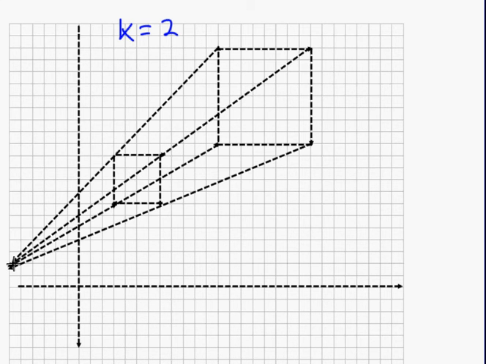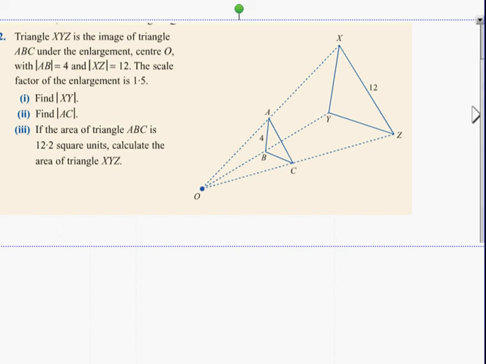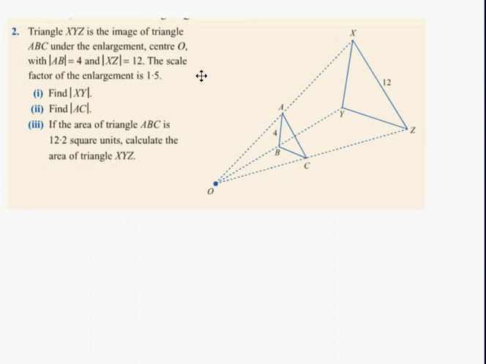And you can see it's like a projector screen. You can track back to where the centre of enlargement actually is. That makes sense? Okay, let's start off with a question or two. The triangle XYZ is the image of the triangle ABC under the enlargement at centre O. So guys, what this basically means is like the projector screen we said earlier. Each side goes through its corresponding points to make the other triangle.